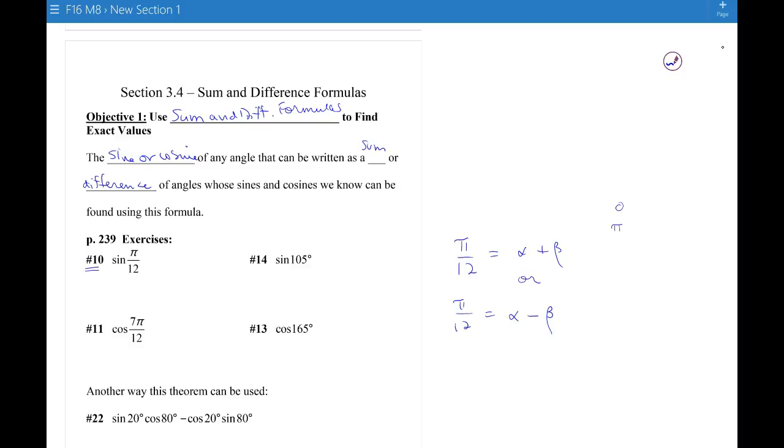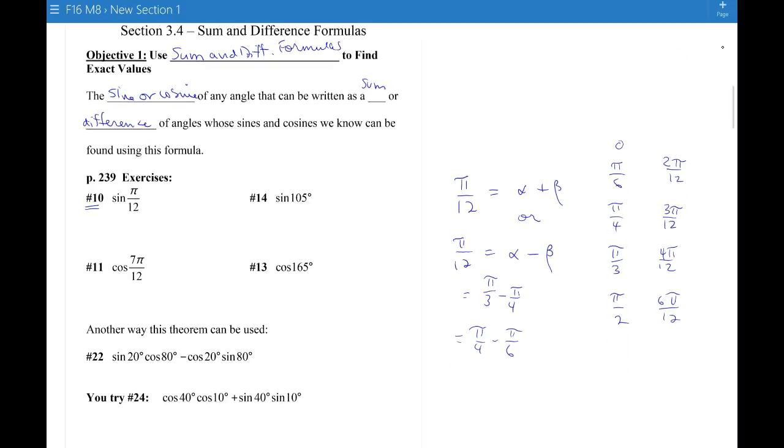So 0 is not going to be that useful, but pi over 6, pi over 4, pi over 3, pi over 2, those are our special angles. So if you turn them all into 12ths, that might be the easiest way to see what combination might work. And actually, there's more than one way to do this. So you can see that if you do pi over 3 minus pi over 4, that would work. Or if you do pi over 4 minus pi over 6, that would work. So in class, we'll work on plugging everything into the formula and evaluating it. Let's do one of these together here.